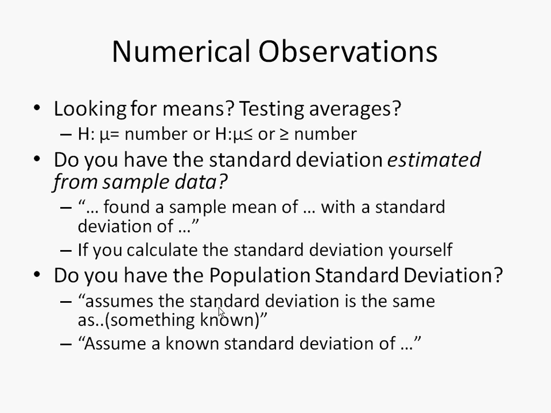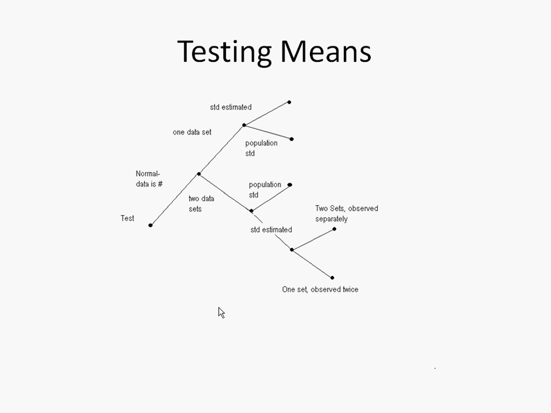Once in a while, you'll be told that the standard deviation is known for some reason, in which case it may say something as clear as assume the standard deviation is the same as, or assume a known standard deviation of, in which case you assume that you have the population standard deviation. Okay, so here we have, when we're testing data that is a number, it's called a normal kind of test. This is testing for a mean.